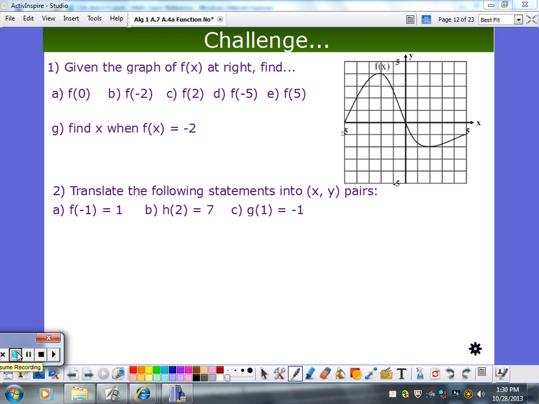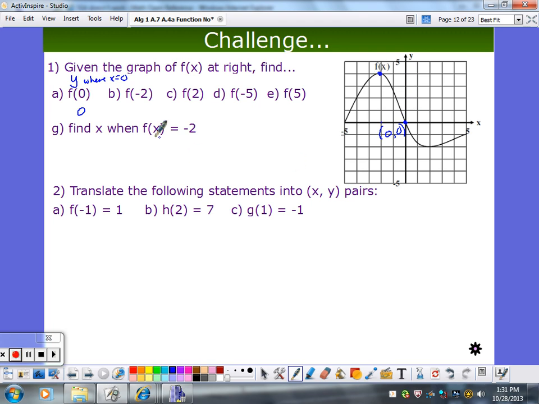Real briefly, these are challenge questions. Can I find f of 0 on a graph? If you remember that these are just y, where x equals 0. So what's y where x equals 0? What coordinate is this? All right, so what's y? 0. All right, find f of x where x is negative 2. So here x is negative 2. So what's f of negative 2?